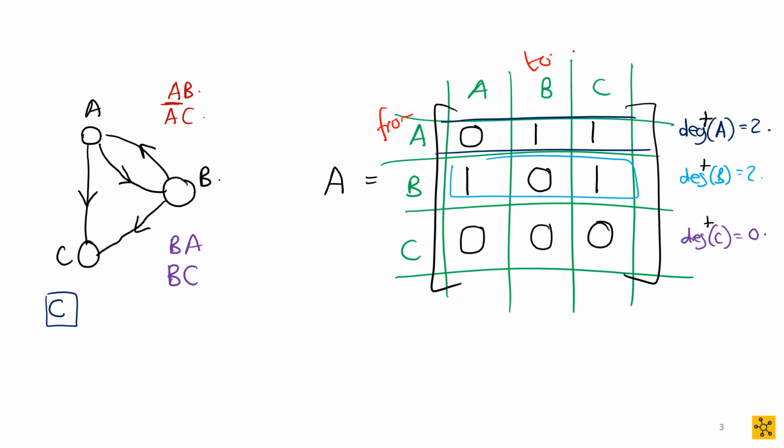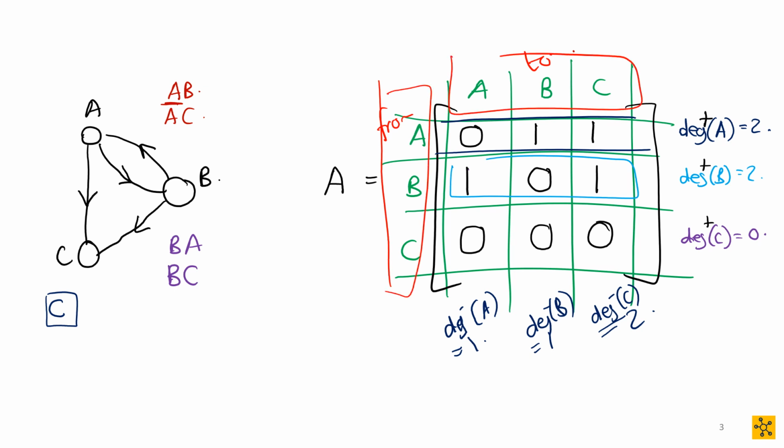That also means when we sum up our columns, it's going to give us the in degree, because it's the to situation. So the ones at the bottom: the degree minus of A is equal to 1, summing up the column. The degree minus of B is equal to 1, and the degree minus of C is equal to 2. Again, it's because our rows represent the from and our columns represent the to. So summing up the rows gives us our out degrees, and summing up our columns gives us our in degrees.